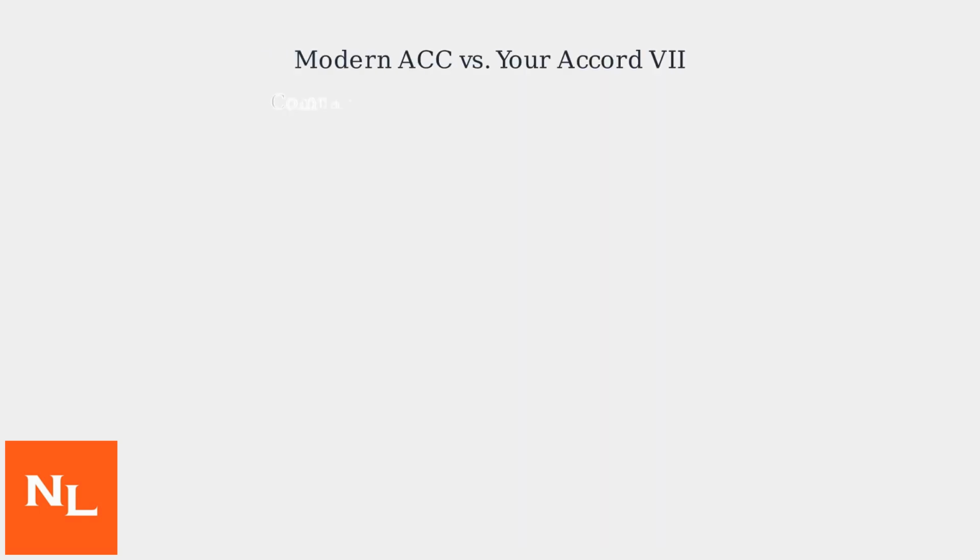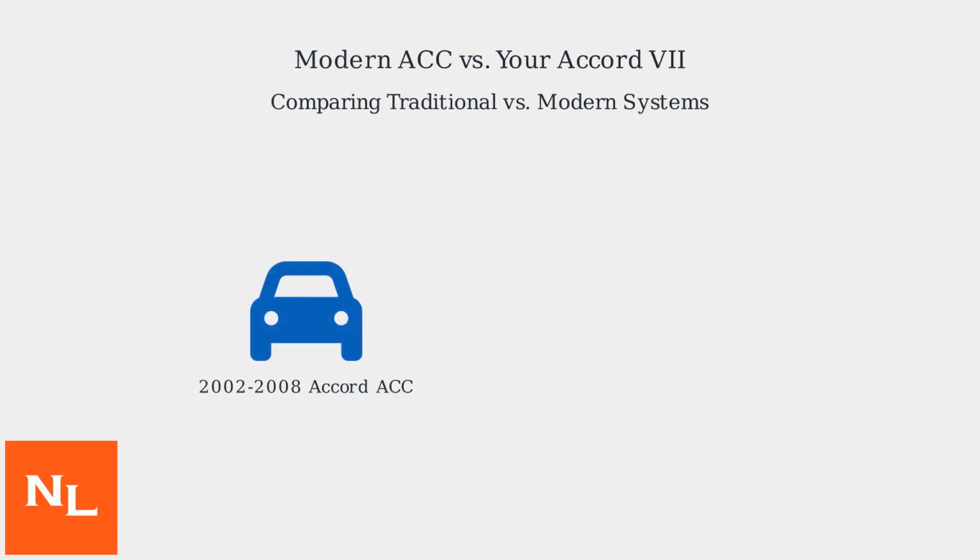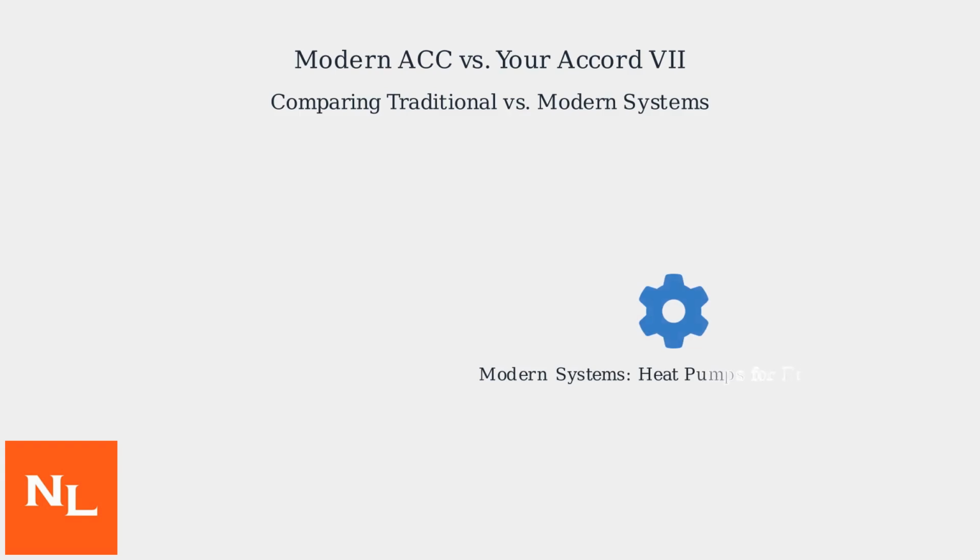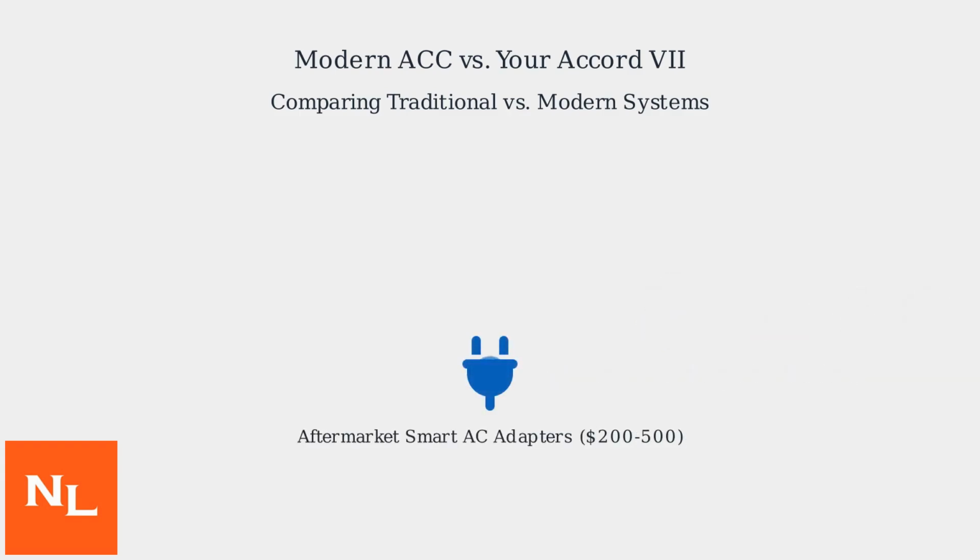While your 2002-2008 Honda Accord's automatic climate control system is reliable, it lacks modern features like AI-driven temperature adjustments and eco-friendly refrigerants. Newer cars use heat pumps for greater efficiency, reducing energy use by up to 40%. Consider aftermarket smart AC adapters to bridge the technology gap in your classic Accord.